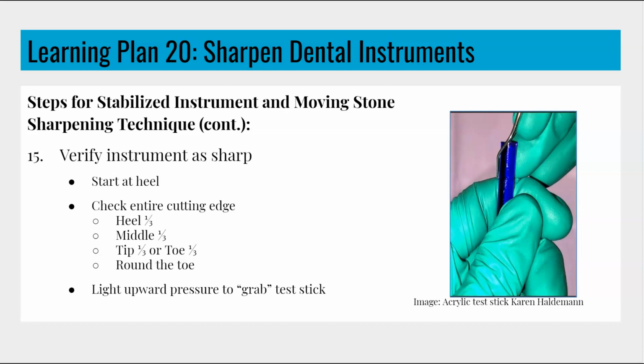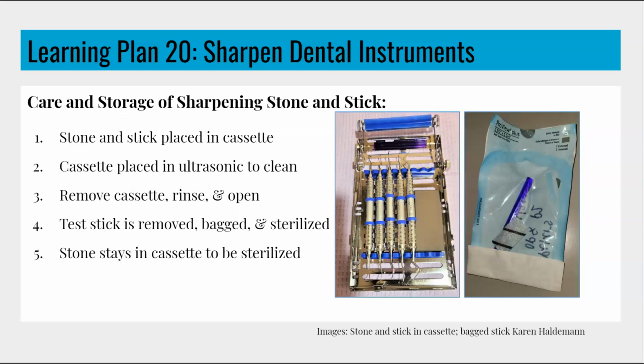If the instrument does not grab the stick, resharpen the entire cutting edge as necessary to preserve the instrument design from heel third, middle third, tip third, or toe third, and then you will round the toe if it's a curette. To care for the stone and the test stick, place both within the cassette. Ultrasonically clean the cassette, remove the cassette from the ultrasonic, and rinse.